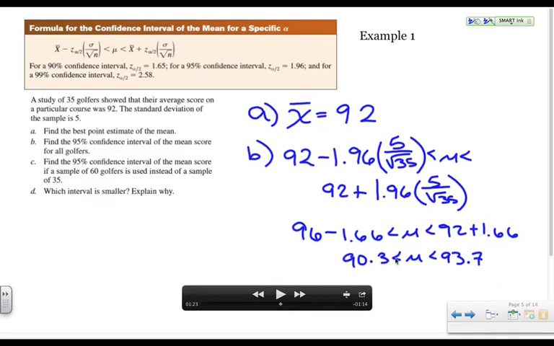Look for realistic. My mean is going to be somewhere between 90.3 and 93.7, and I'm 95% sure that the true mean is between these two numbers. And so that's what we're looking for, is what's the true population mean if my sample mean is 92.